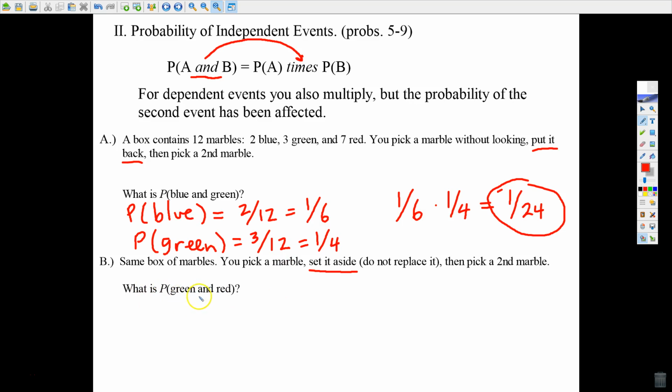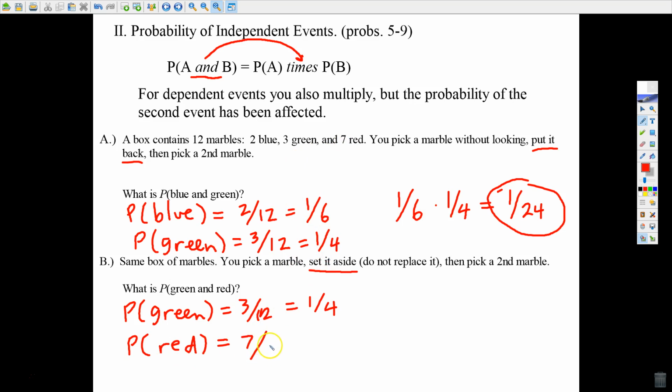So I'm going to do the probability of green, which we did earlier. That's 3 out of 12, or 1/4. Then I'm going to do the probability of red, remembering that I did not replace that previous pick. So now that alters the probability of red. There are 7 red, but now I only have 11 marbles to choose from. And obviously I can't reduce 7 over 11.